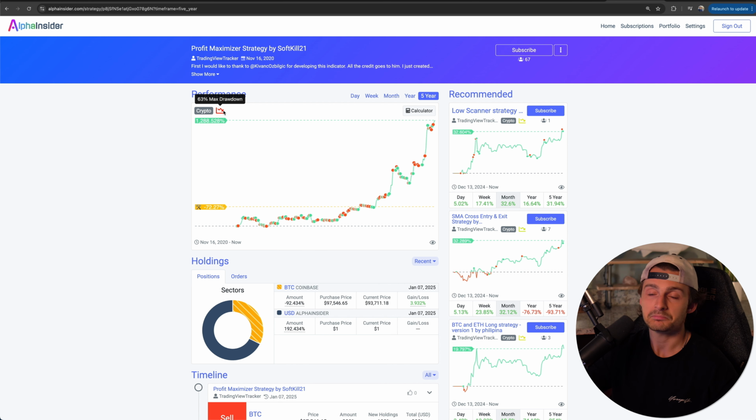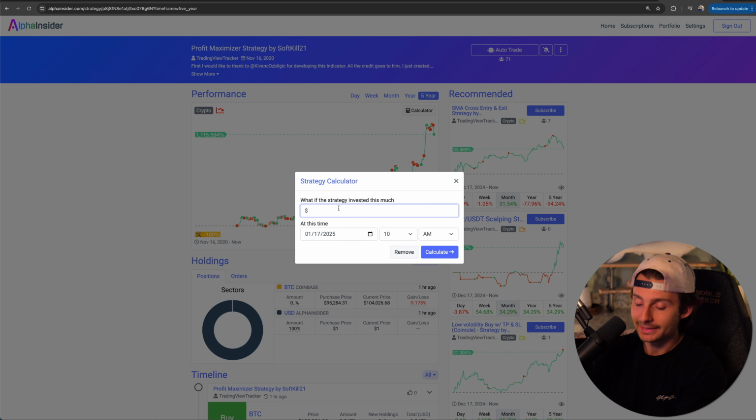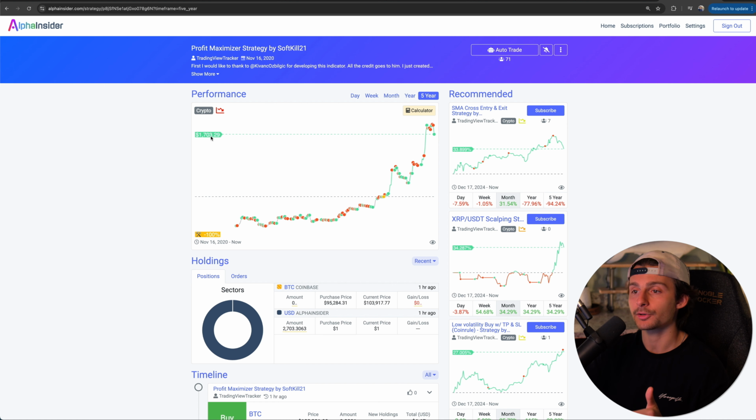This is a pretty, you can say, risky strategy, as in the max drawdown was 63% at one point, but it's done quite well. Now let's quickly talk about the calculator feature. Up on the right-hand side of the performance graph, if I click on the calculator, I could go back in time and enter an amount of money that I would have invested at a specific point in time to see exactly how much profit I would have made if I had my trades automated through this strategy. So if I had $1,000 in my portfolio and I utilized this exact strategy to automate my trades back on January 1st, 2024 at 10 a.m., I would be up over $1,700 in profits.